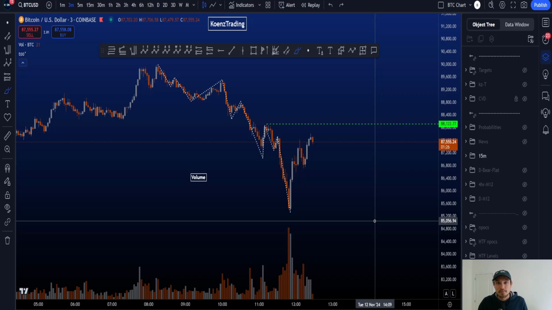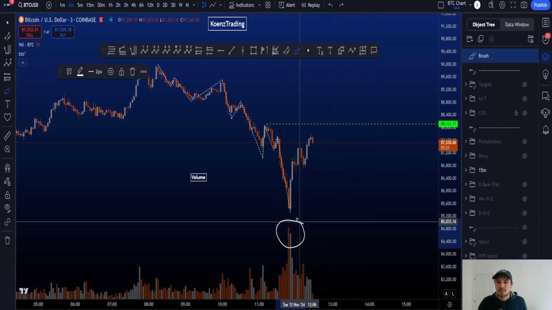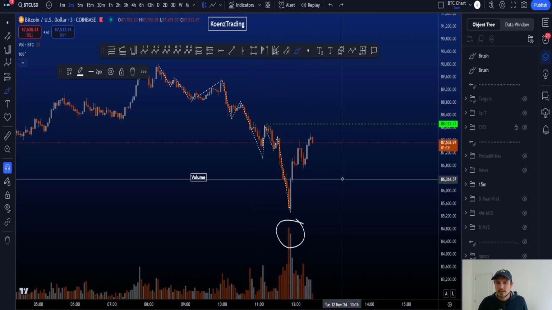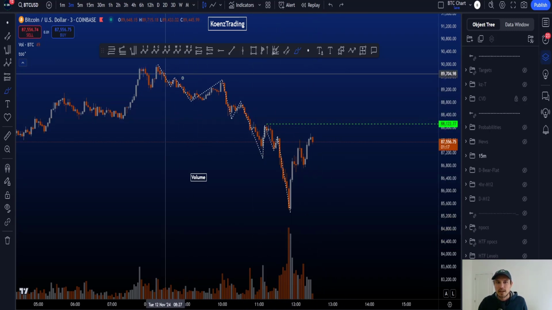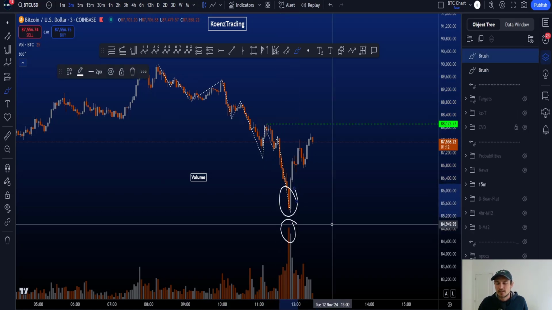Looking at the 3-minute time frame, which is a time frame I do not often visit, I want to talk about the volume here in the low and the green line. So you can see that we have a local move to the downside and the highest amount of volume is in the low.